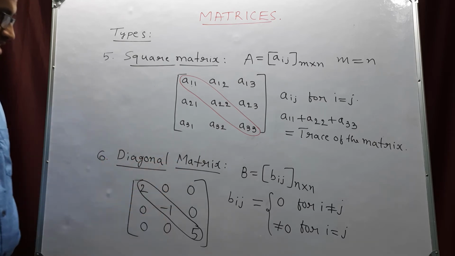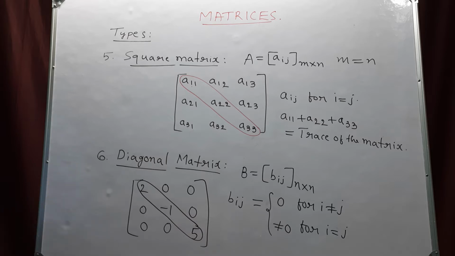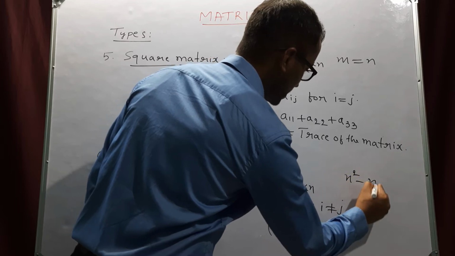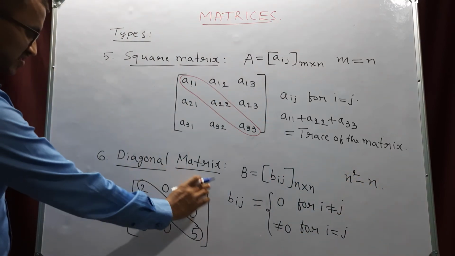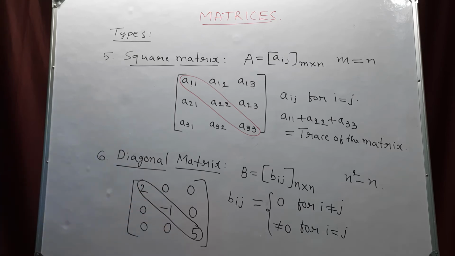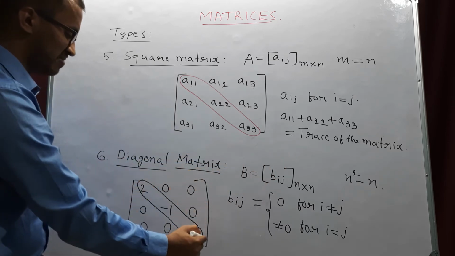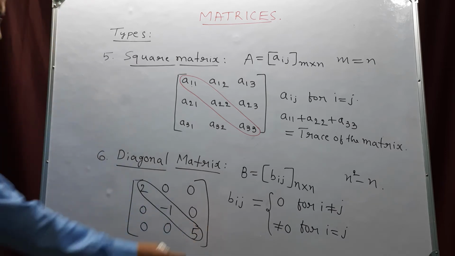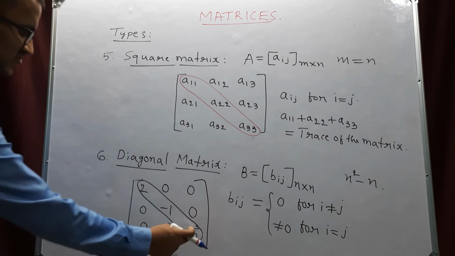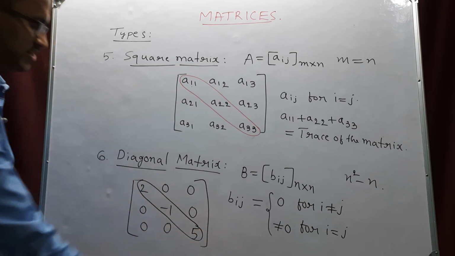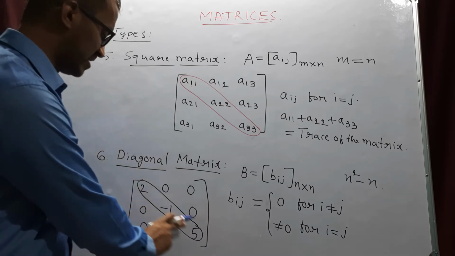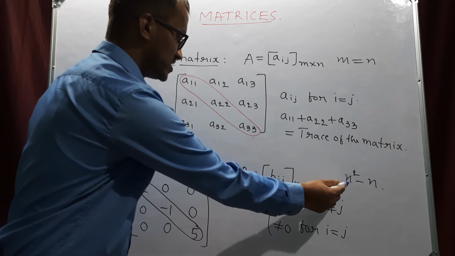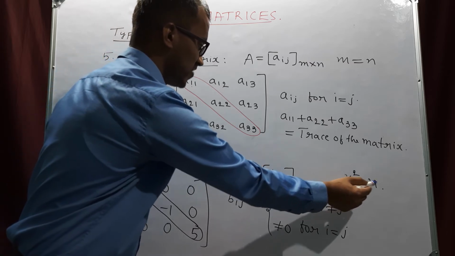And we can see that the number of zeros in a diagonal matrix is given by n square minus n. The total number of elements in a diagonal matrix is n square, because it is a square matrix of order n. But the diagonal elements are non-zero, so n elements will be non-zero. So the total number of elements which are 0 will be n square minus n.